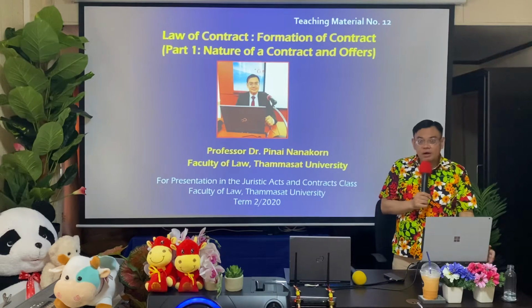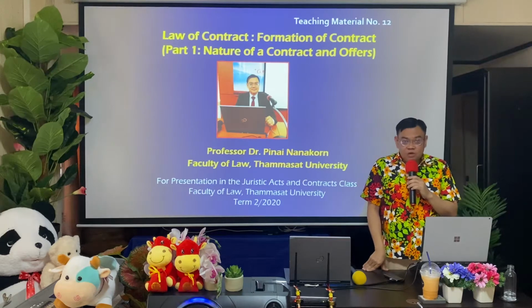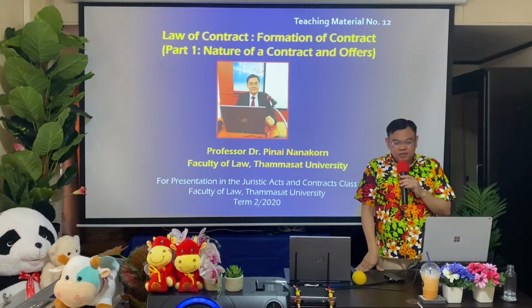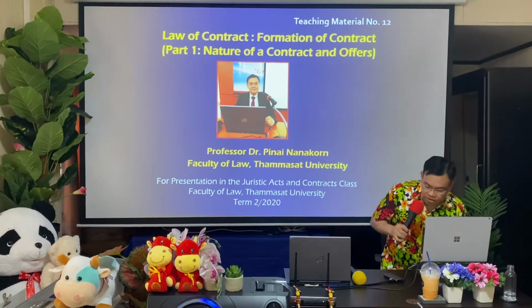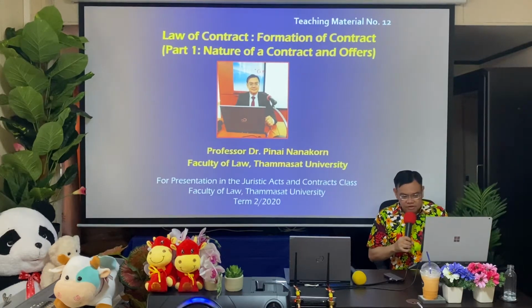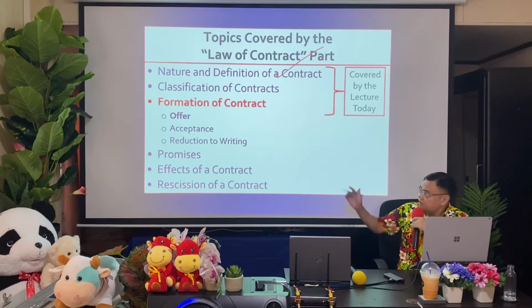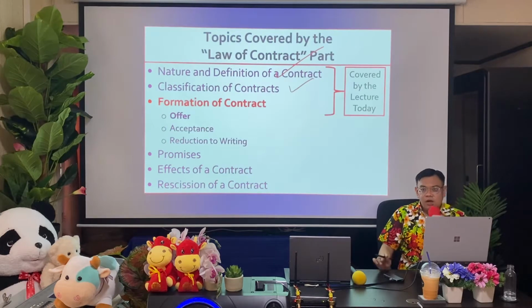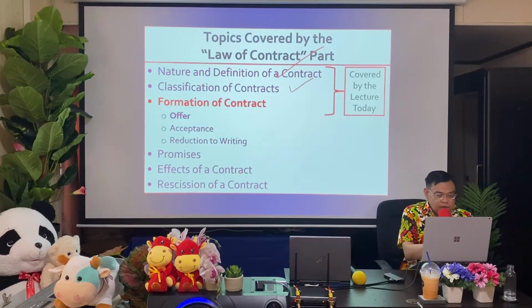So we are again checking the course on the law on jurisdiction acts and contracts. We have just finished the part on jurisdiction acts, so now we are coming to the part on contracts. For this part, we are going to look first at the nature and definition of a contract, and also at the classification of contracts, how contracts in Thailand are classified. And the important topic for this morning is the formation of contract.